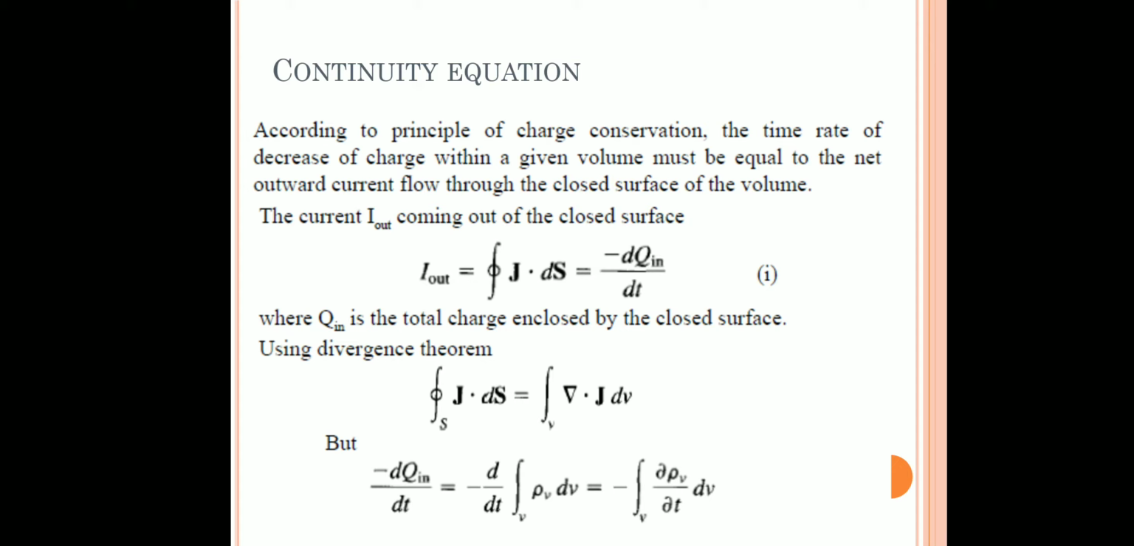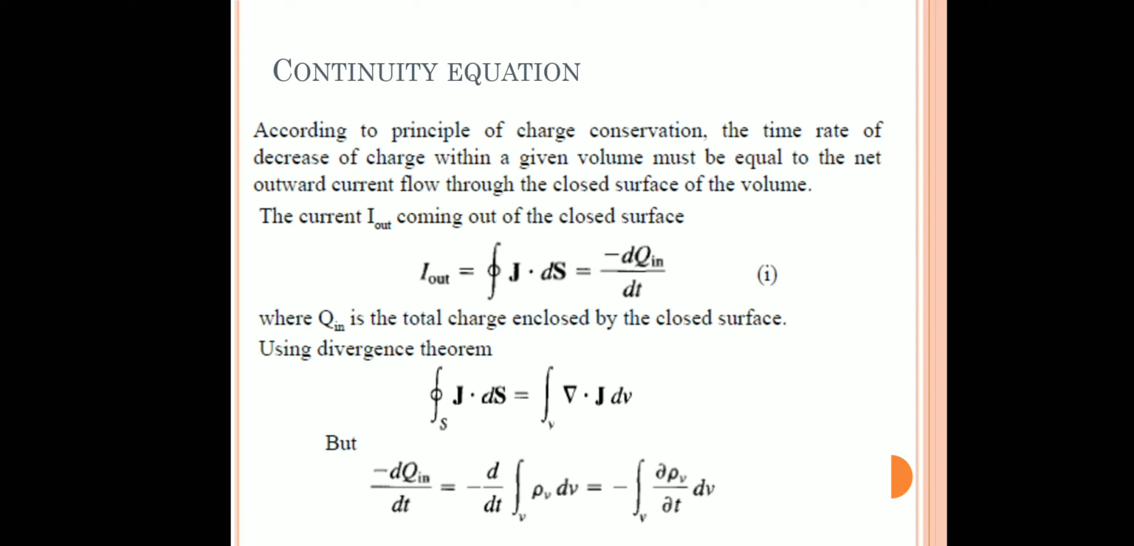Then that must be equal to the time rate of decrease of charge in the volume, that is minus d by dt of q in. The rate of change of charge we can represent as d by dt of q in, and the decrement is represented by the negative sign. So I out should be equal to minus d by dt of q in, according to this conservation of charge. Here q in is the total charge enclosed by the closed surface.